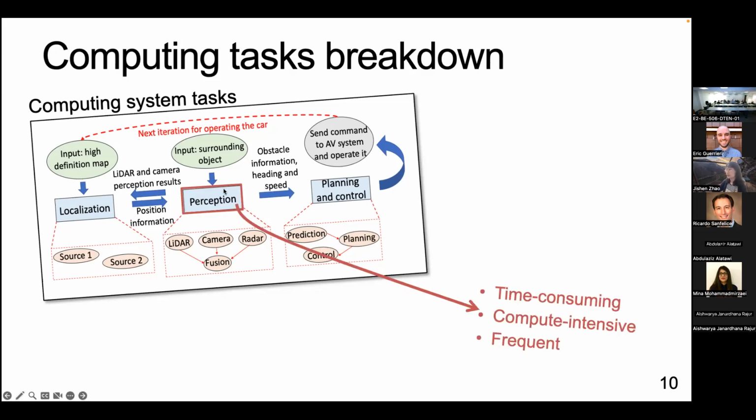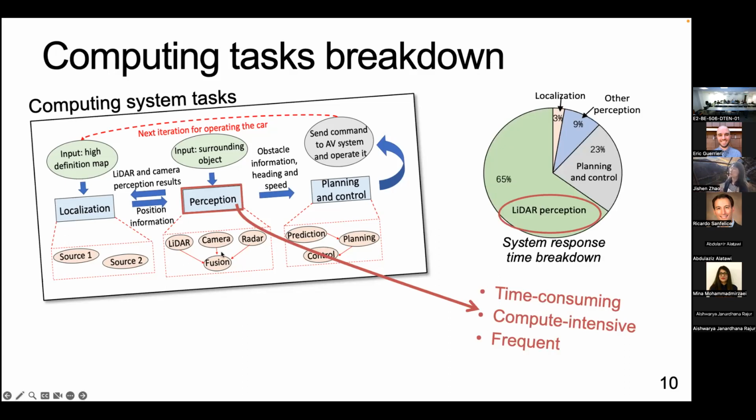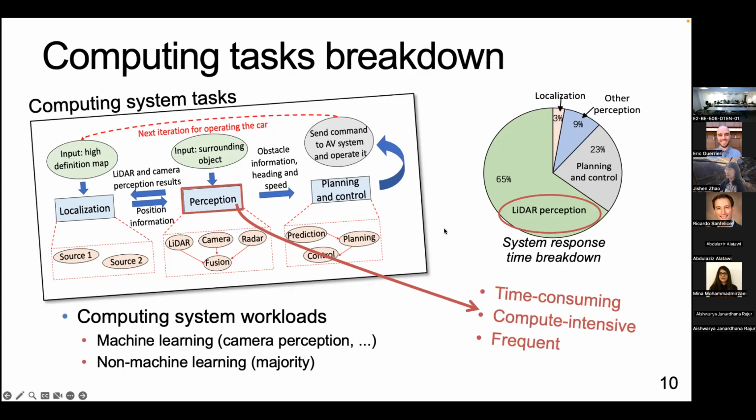And we found that the most time-consuming task, at least for the car that we have been working on, is perception, because it needs to process very complex LiDAR, camera, radar, and all the sensor data, and sometimes perform a fusion of all those data, with complex machine learning models and also non-machine-learning algorithms. In the system that we profiled, we found that a large portion of the computation time and resources is spent on LiDAR perception, or LiDAR and camera perception. But of course, you can see different workloads are also running on the autonomous driving computer systems.